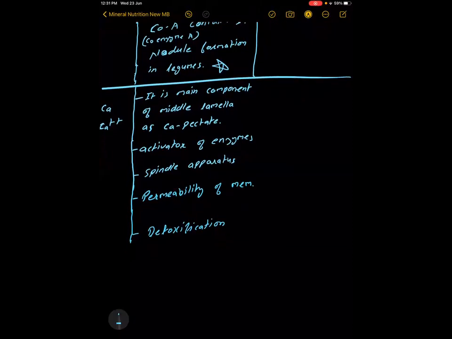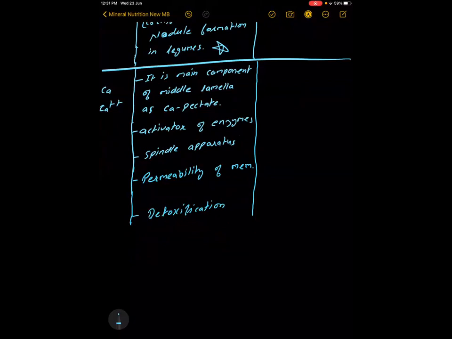Now deficiency of calcium. In deficiency, first of all, death of meristem. In absence of calcium, degeneration of meristem starts. Meristem, as you know, is dividing cells in the plant. These are called meristem tissue. So death of meristem first.